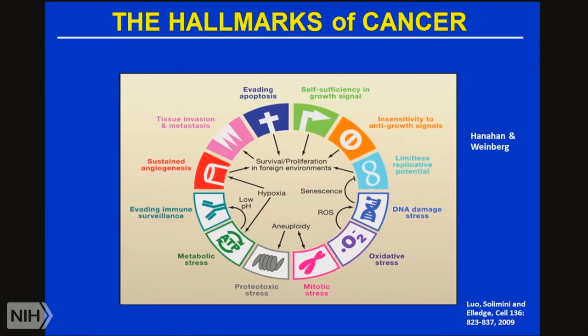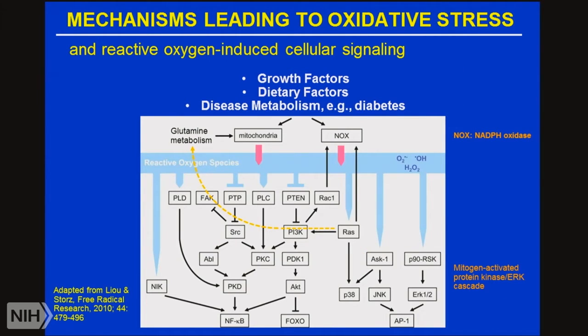And then there's a question: how is it important in a population? What causes oxidative stress in a population? And if there's an excessive production, how is it linked to disease, and how can we interfere and prevent? And here again, how do we get increased oxidative stress in a cell, in an organ? What are important factors? Growth factors are very important. Dietary factors that we believe are important. And then it's actually also disease metabolism like diabetes that leads to changes where we get increased production of reactive oxygen species in mitochondria, or we activate an enzyme, the NADPH oxidase. Then we get these reactive oxygen species.